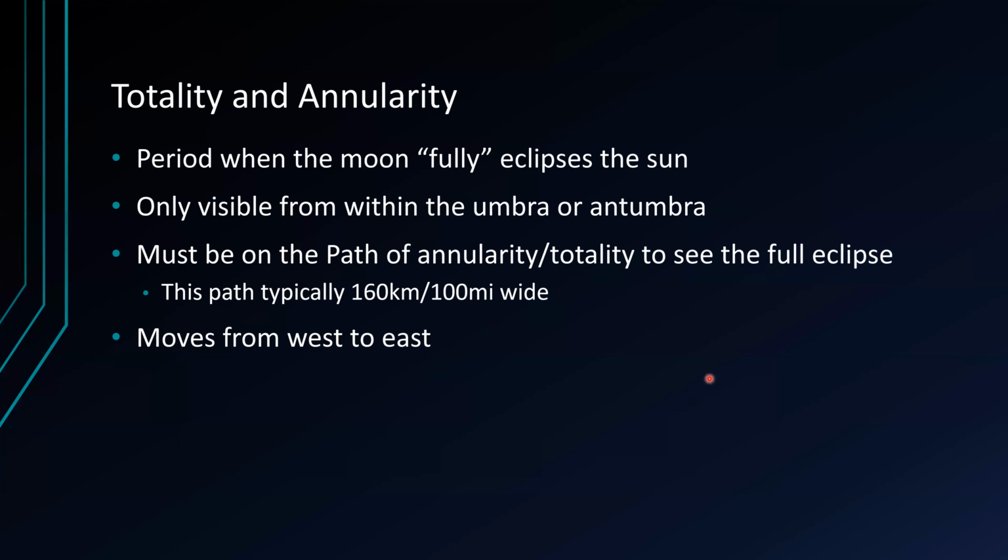The path of totality or annularity is about 160 kilometers wide, which averages about 100 miles. It changes slightly depending on the type of eclipse. In an annular eclipse, we'll typically have a slightly wider path of annularity because, again, the moon is slightly farther away, closer to the sun, so the shadow will spread out more. While a total solar eclipse will sometimes have a smaller path of totality just because the moon might be slightly closer. And because of the orbits, this path of totality will always move from west to east.